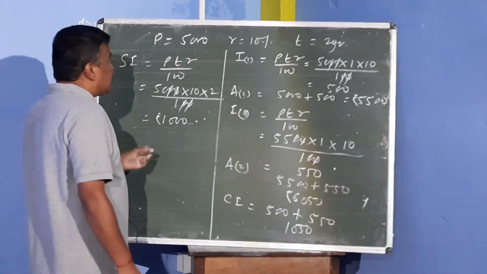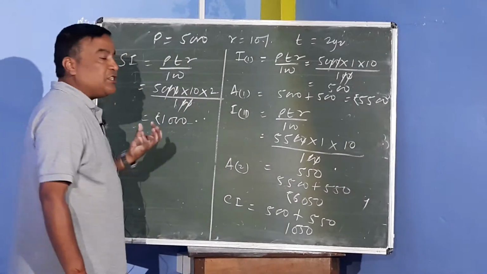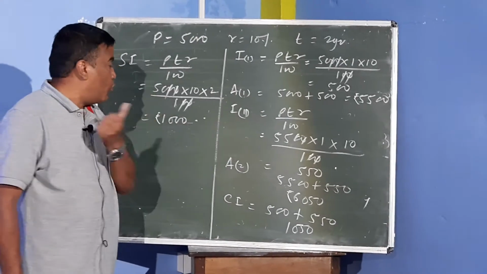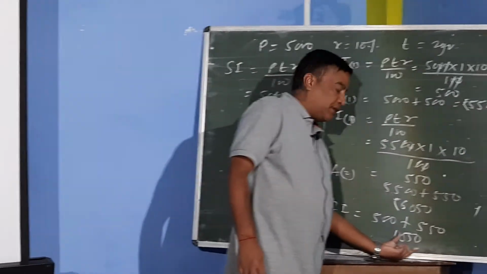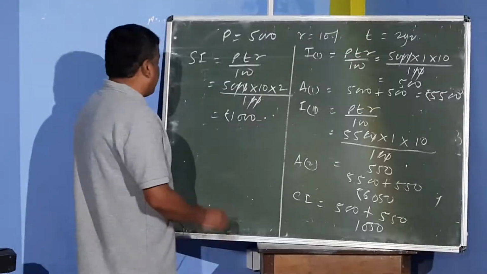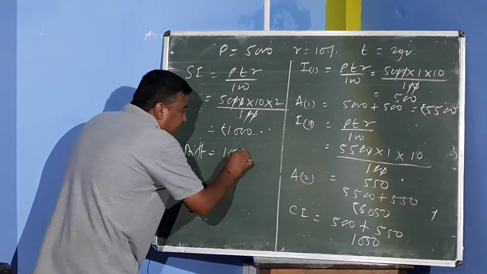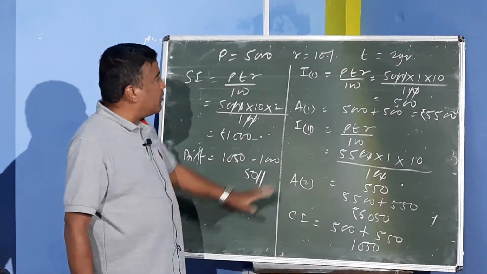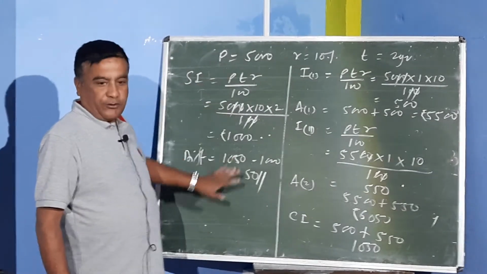And question is the difference between simple interest and compound interest. The difference means you have to subtract. Here, which value is more? Simple interest is 1,000 and compound interest is 1,050. Obviously, compound interest is more. Therefore, difference will be compound interest minus simple interest is 50. Always remember, compound interest is more than simple interest.